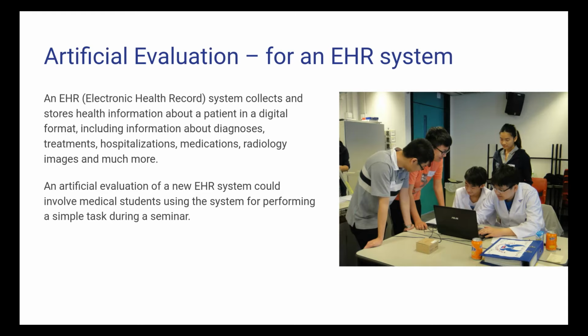Here's an example of an artificial evaluation for an EHR system. That is an electronic health record system. It's about collecting and storing health information about patients in a digital format. It could be information about diagnosis or treatments or symptoms or medications or different kinds of images.